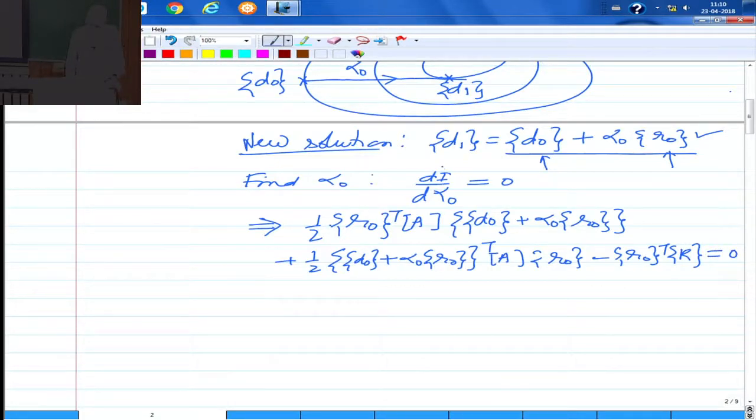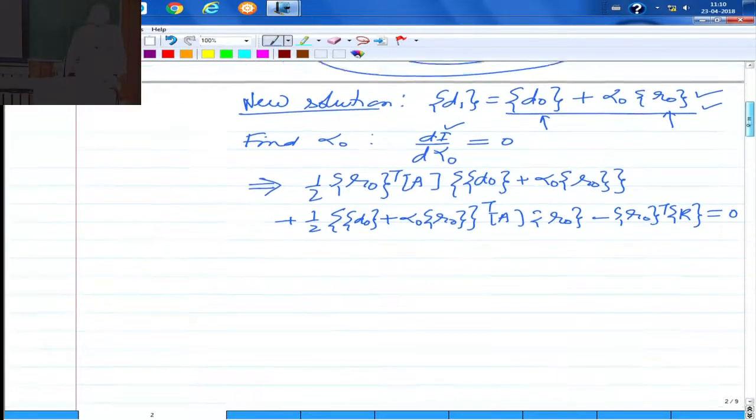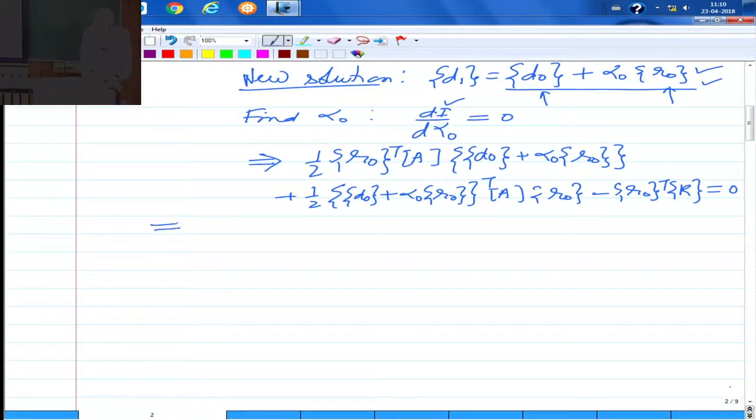So in the expression for I, substitute first this d as d1 and then differentiate it with respect to alpha naught. This is what you will get. And now if you simplify this, now you can just try to simplify. So what do we get?